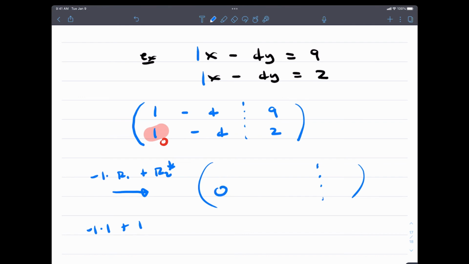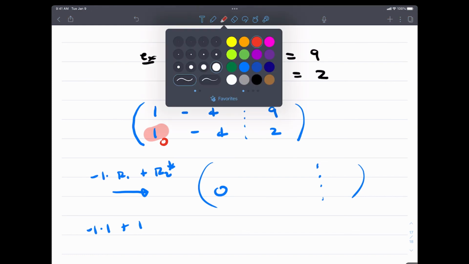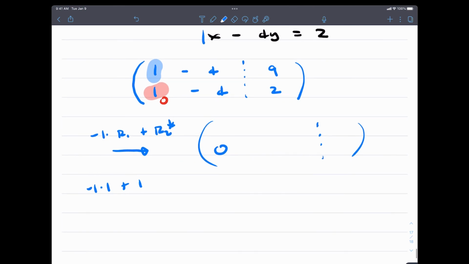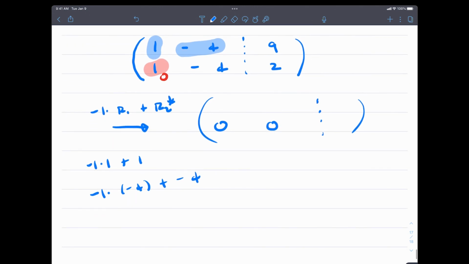So yes, ladies and gentlemen, we get 0 there. Now negative 1 times negative 4 plus a negative 4, what do you get? 0 again. This looks familiar so far, right? And you get negative 1 times 9 plus 2. Negative 1 times 9 is negative 9. What's plus 2? Negative 7. Copy everything else down.